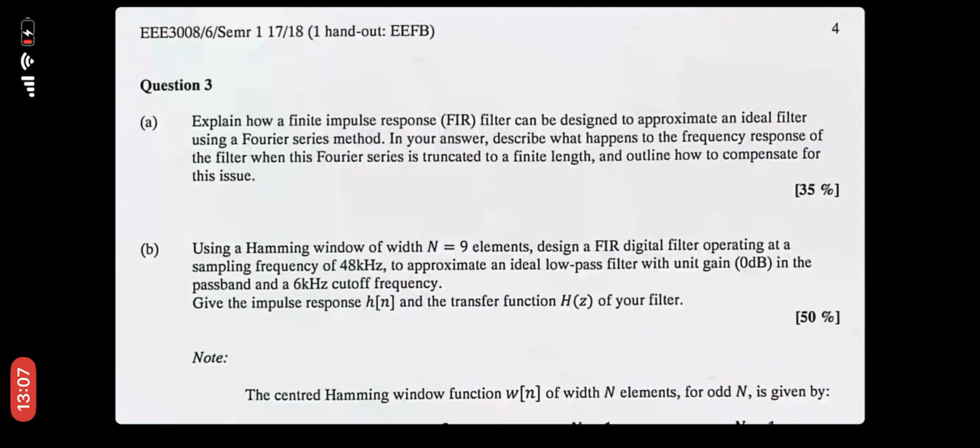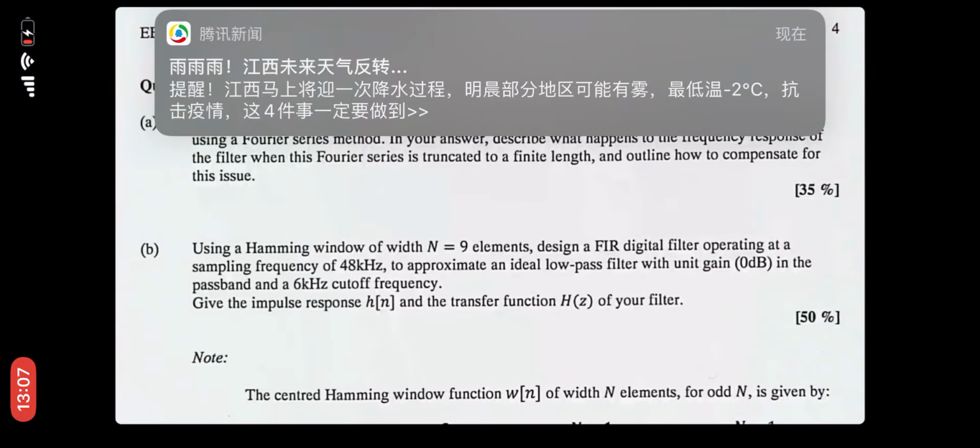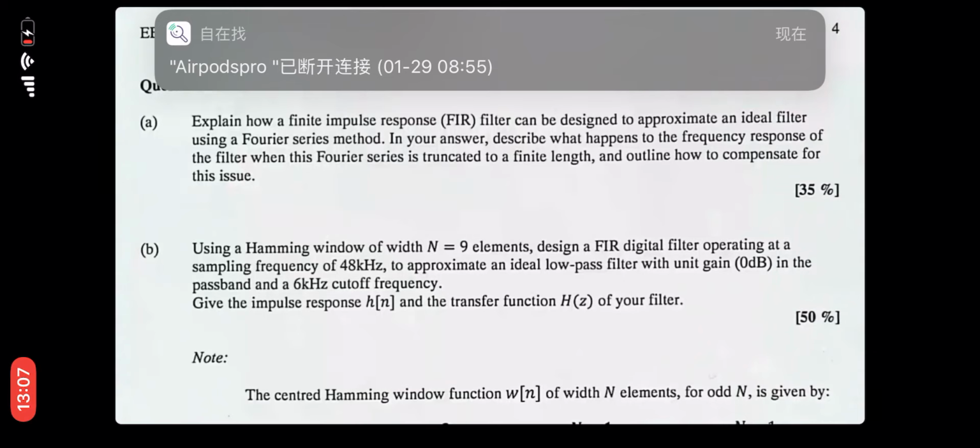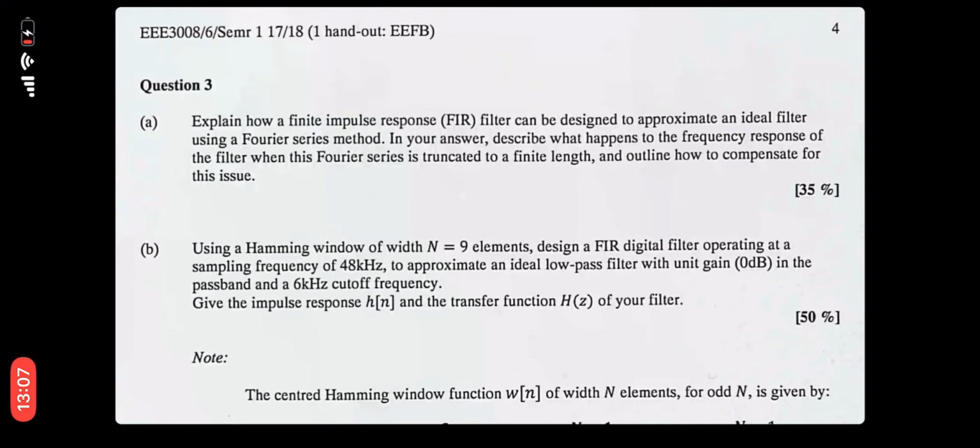So what about the first part? How are we going to start with this question? How do we describe the starting point for this FIR filter design? Does somebody want to give me an outline idea about how you design a finite impulse response starting from an ideal filter response? Suppose this question had come up in the exam. Where are you going to start?